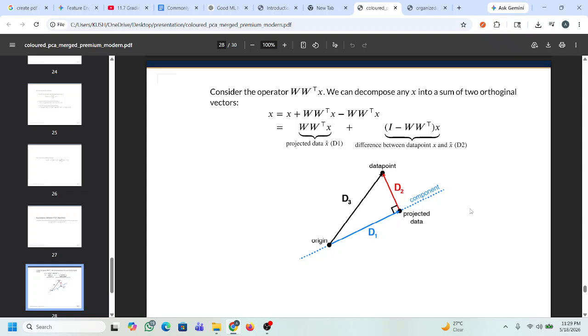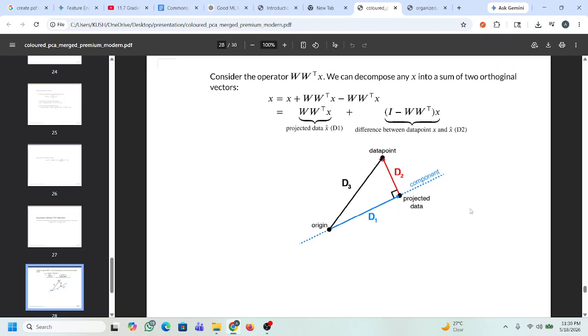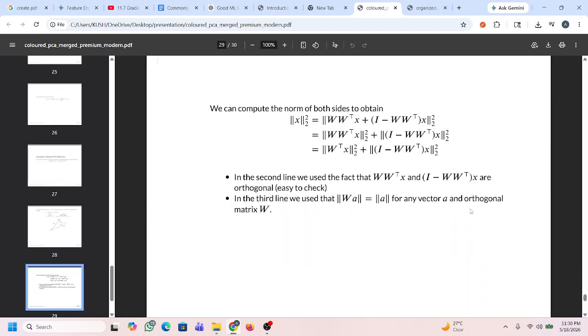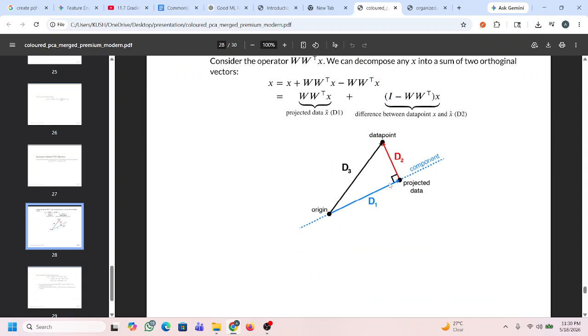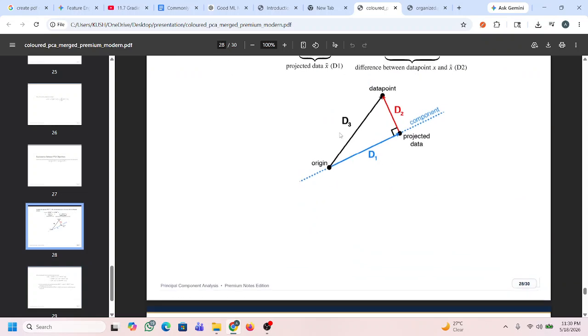So we can write W transpose x as the projected data d1, and (I minus W transpose) x is the difference between the data point x and the projected point, d2. So it is the distance (I minus W transpose) x, and the projected part d1 is W transpose x. We can compute the norm of both sides. Using the Pythagoras theorem, as we saw, since these two are perpendicular to each other, because we are trying to measure distance, I can write d1 square plus d2 square is equal to d3 square.